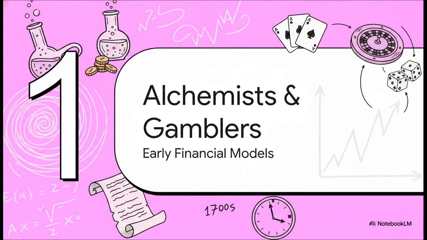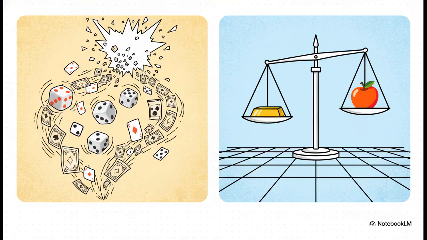All right, part one, alchemists and gamblers, early financial models. To figure out how we ended up with a financial system of this magnitude, we have to rewind a bit to the early 1700s. We're going to look at two wildly different historical figures. Think of them as the ultimate odd couple of finance.